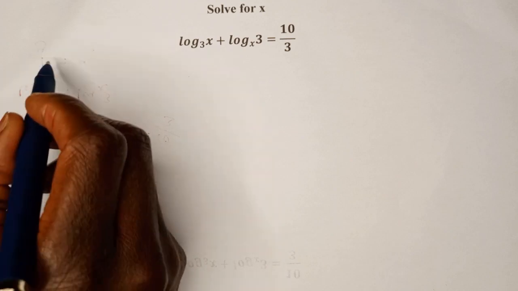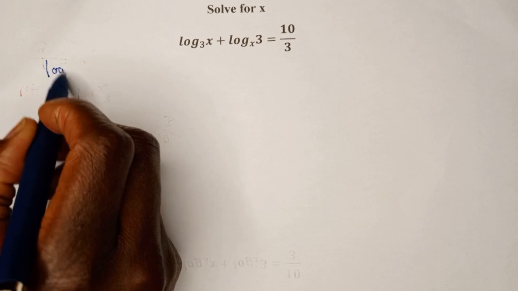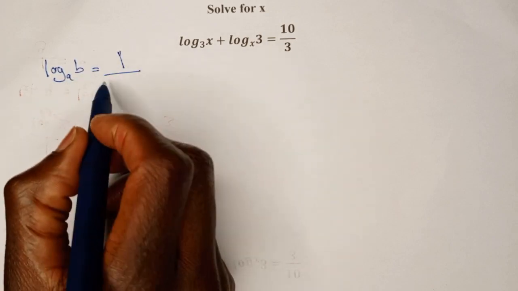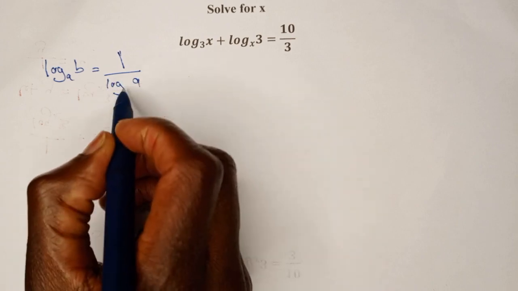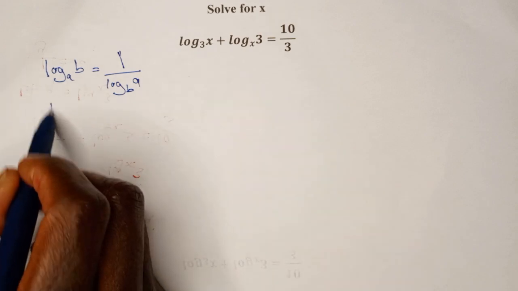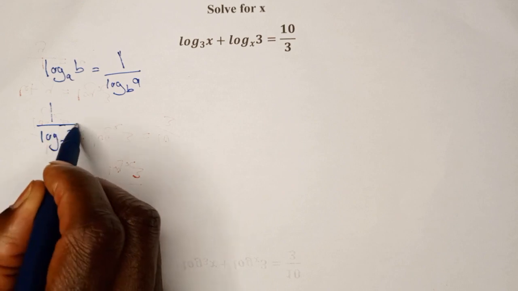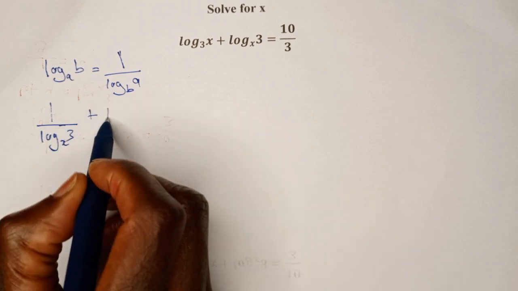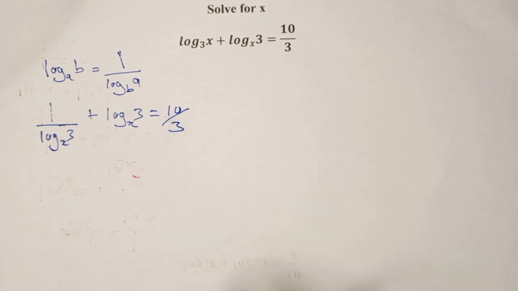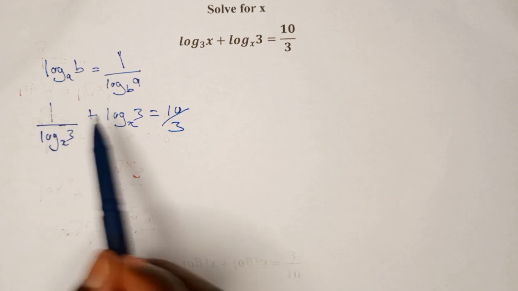We can say, using a law of logarithm which says that log b to the base of a is the same as 1 over log a to the base of b, we can change this one and say this is the same as 1 over log 3 to the base of x, plus log 3 to the base of x is equal to 10 over 3. So we have made the bases the same, but now this one is 1 over.